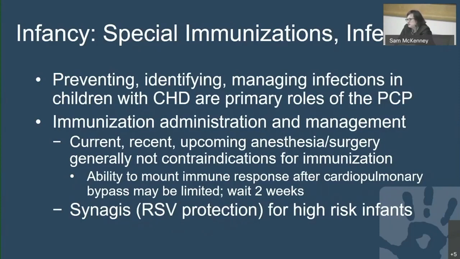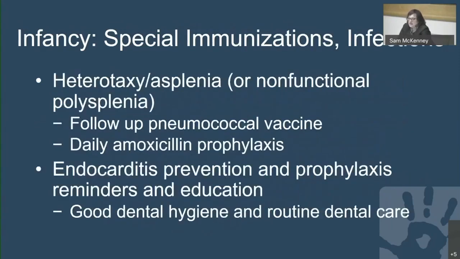There are some special categories of immunizations as well, including Synagis or the RSV protection for high-risk infants, as well as those children who have heterotaxy, which can be associated with asplenia or sometimes with polysplenia, but the spleens are often non-functional. Those children need follow-up pneumococcal vaccines as well as daily amoxicillin prophylaxis. And then there's the important role of endocarditis prevention and prophylaxis.